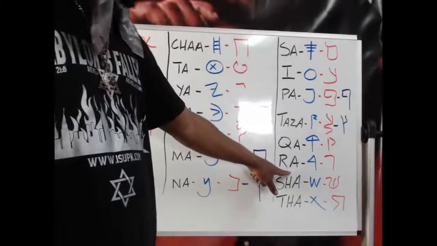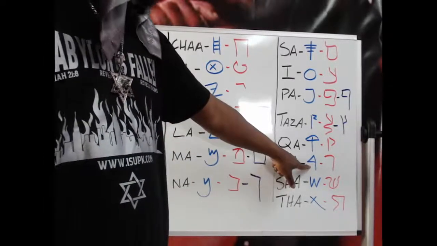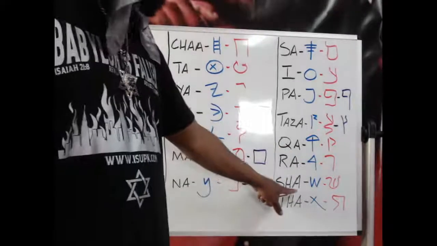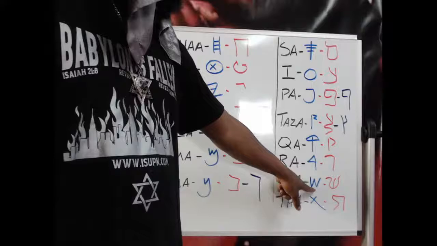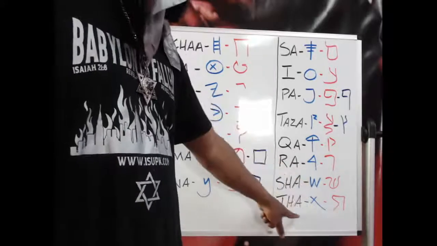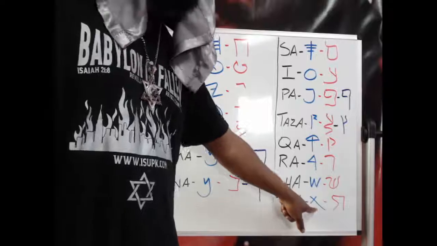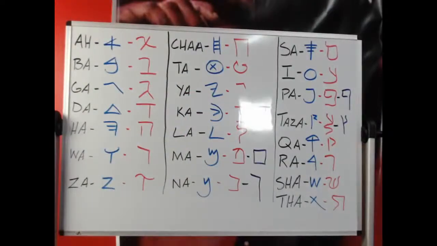Ra, kind of looking like the number 4. Shah, very recognizable, English W. And then Fa, a lowercase t on its side. Now we'll go over these one more time.